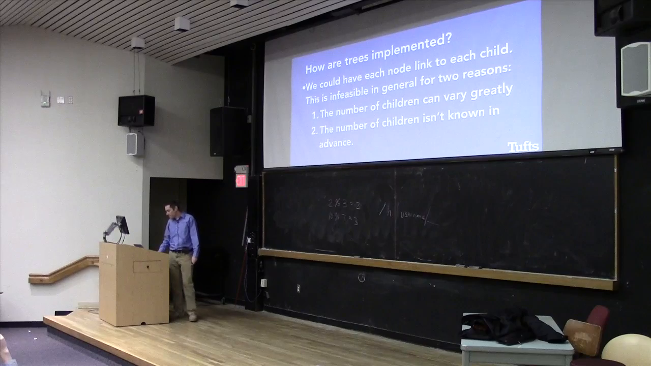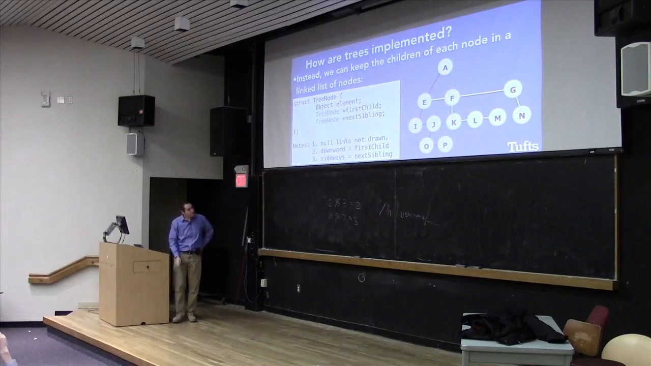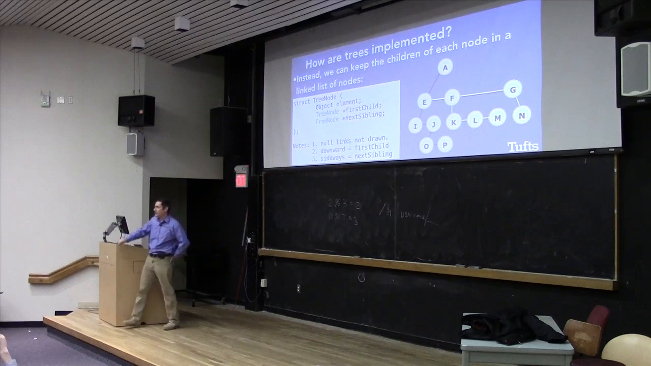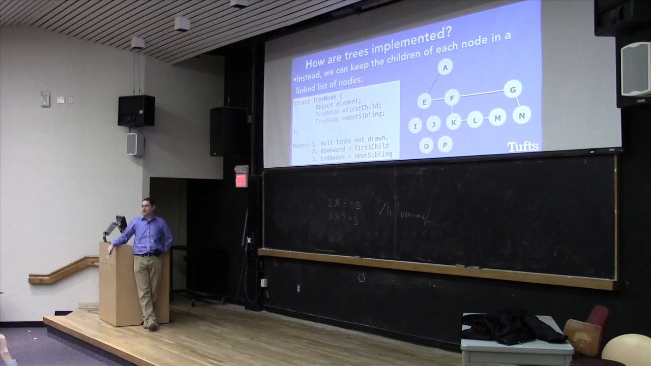Well, here's one way to do it. This is the way that I think looks a little bit ugly, but let's see if we can figure out what it means. We can keep the children of each node in a linked list of nodes. So A has a child. Its first child is E. E keeps a link to its next sibling, F.